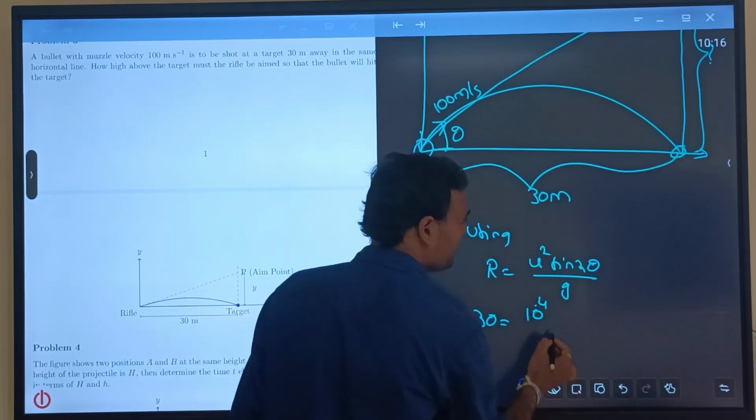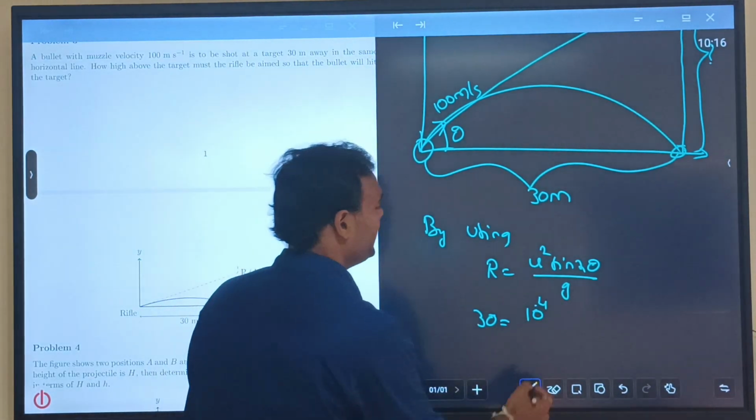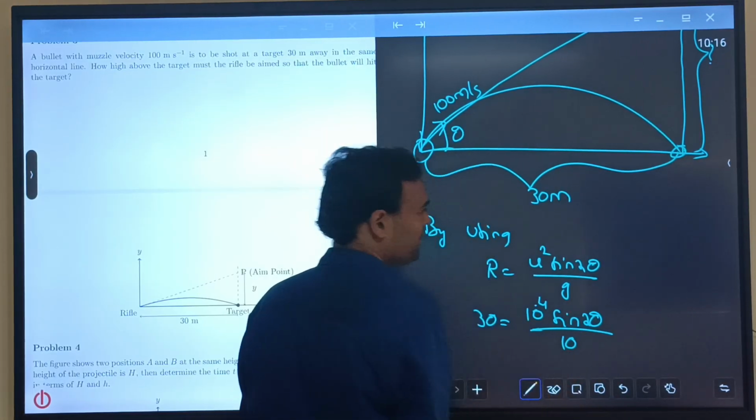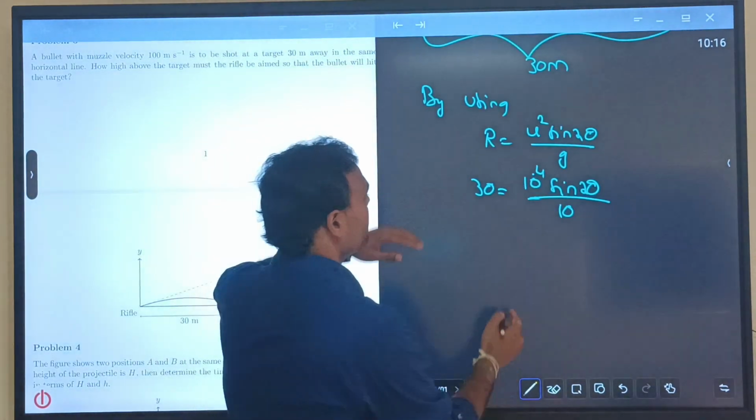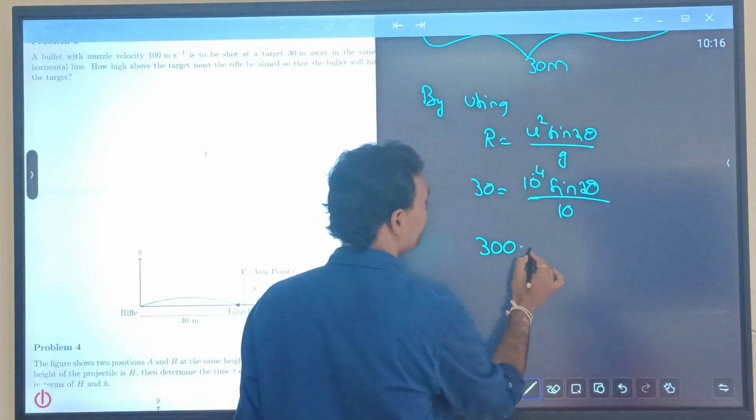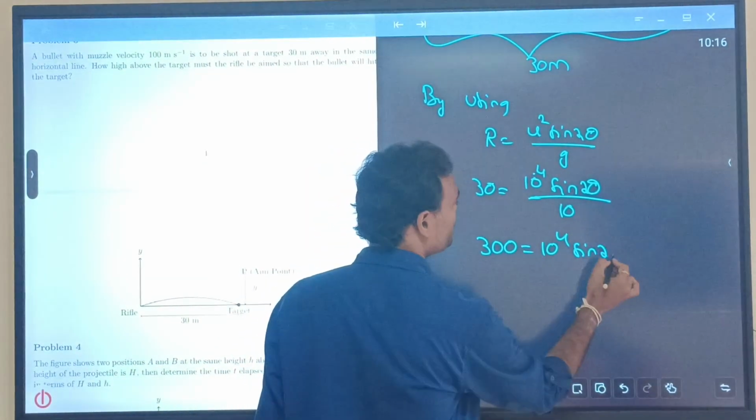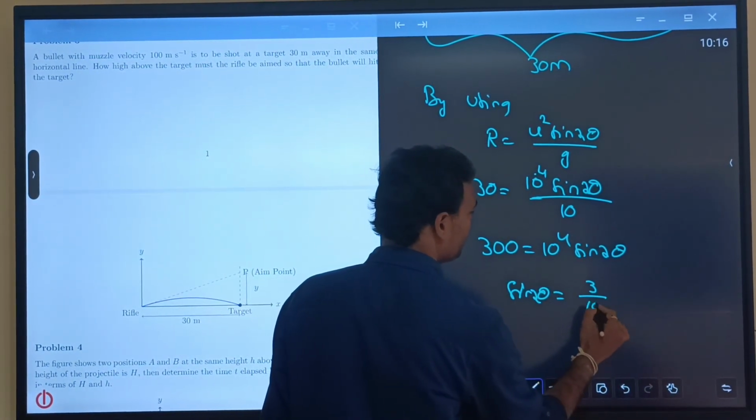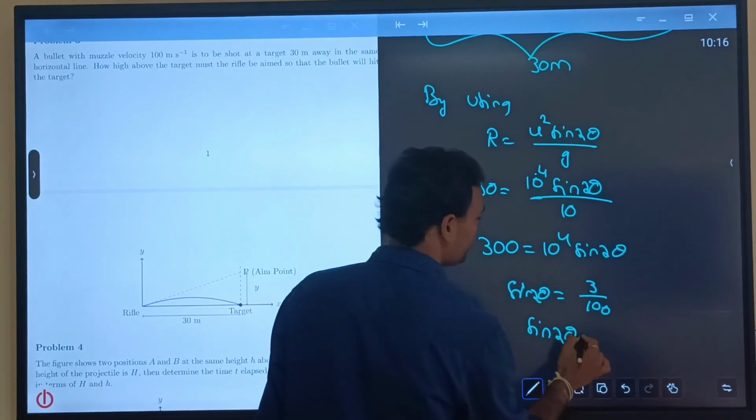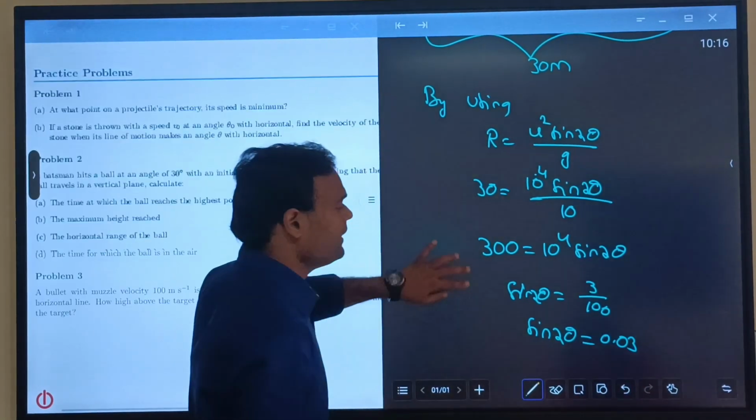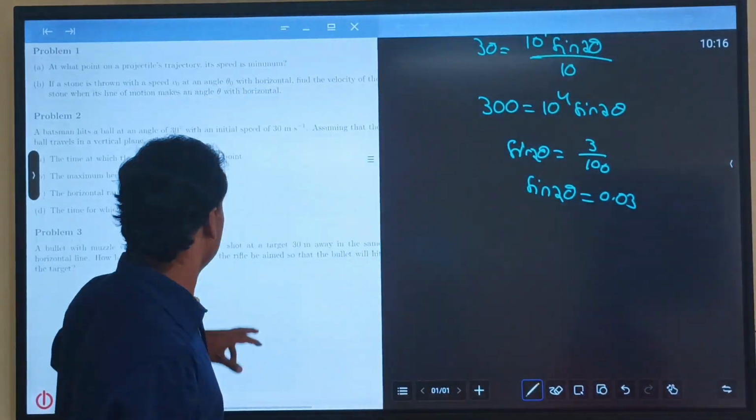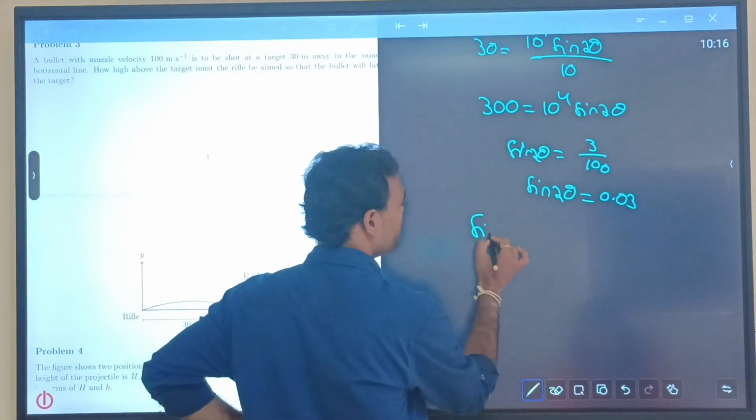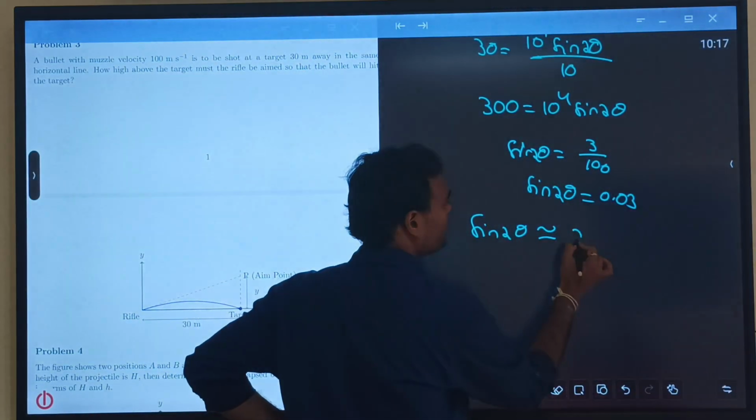So 10 to the power of 4, 100 square means 10 to the power of 4, and sine 2 theta, which we are going to find, and g value as 10. Now next one is, see here, 300 = 10 to the power of 4 sine 2 theta, then sine 2 theta is equal to 3 by 100, or sine 2 theta is equal to 0.03, and here 0.03 is a very small angle, for that small angle I am considering sine 2 theta to be equal to just 2 theta.